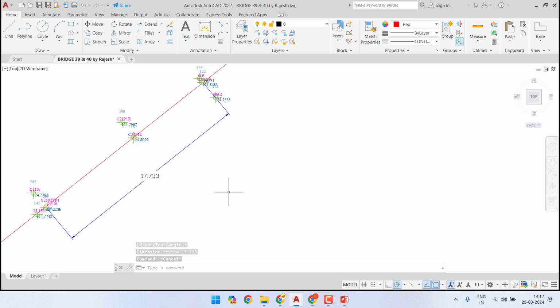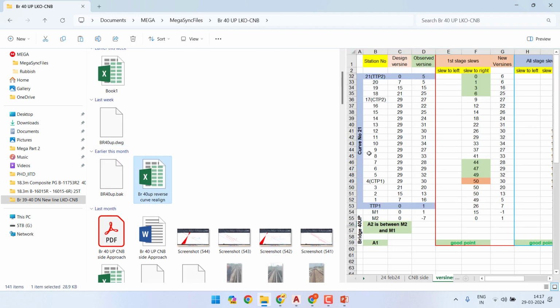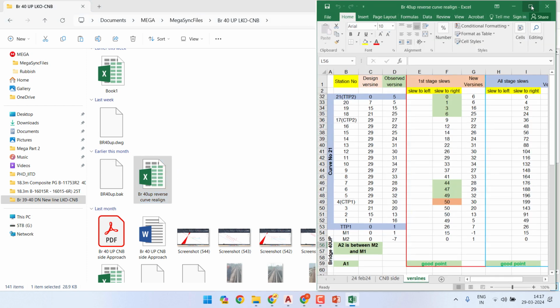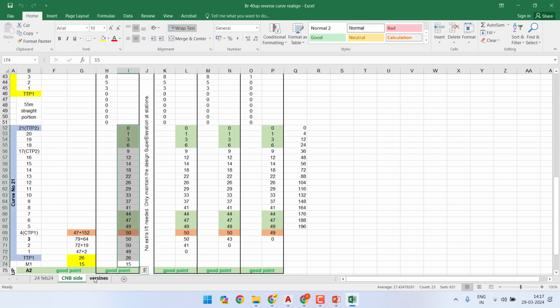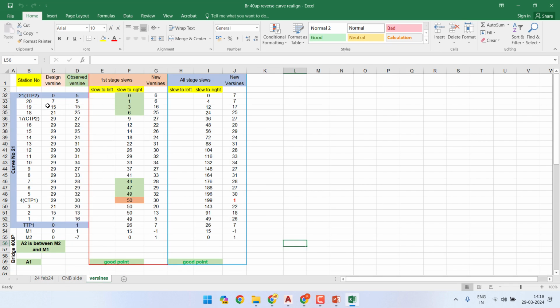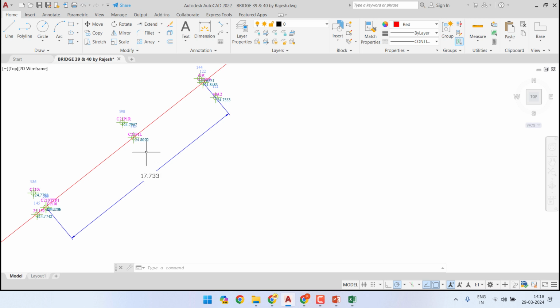And this data we can also ascertain from some previous inspection that we have. Let us see on this side, curve 21 and then bridge number 40 up, and it was between this. So we have not written distances here, but it was approximately 17.7 meter, which is also coming here also.